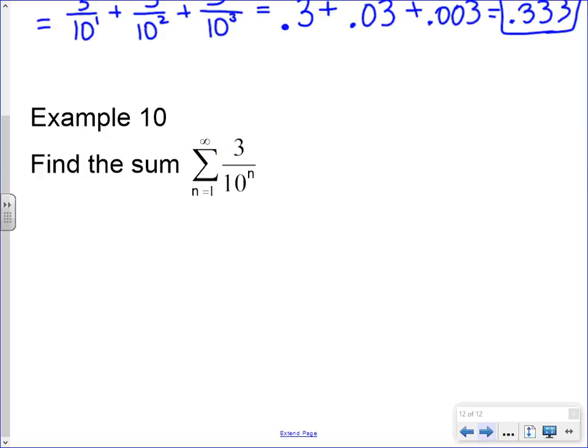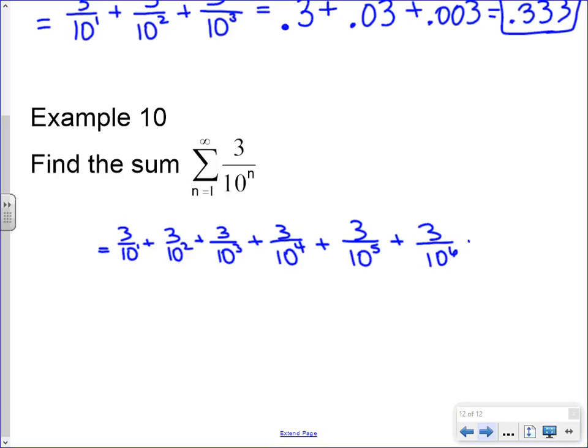Here, we're going to find this sum. What kind of sum is this? Infinite. But Mrs. Holman, how can we find an infinite sum? Watch what happens. We have 3 tenths, 3 hundredths, 3 thousandths, 3 ten-thousandths, 3 hundred-thousandths. Are you getting my drift here?